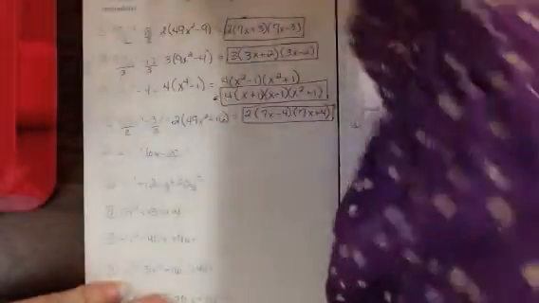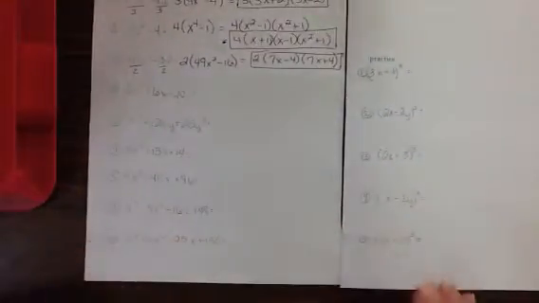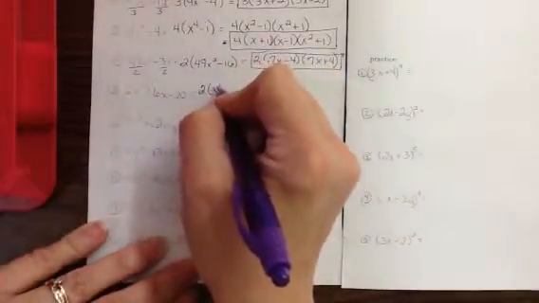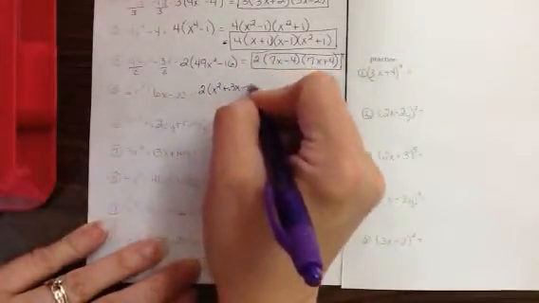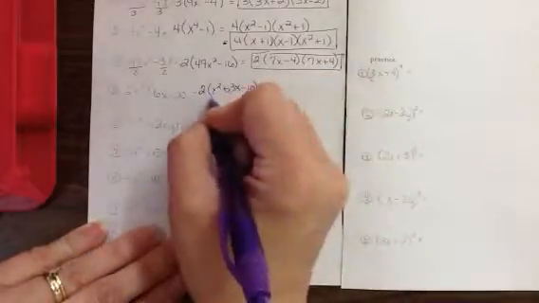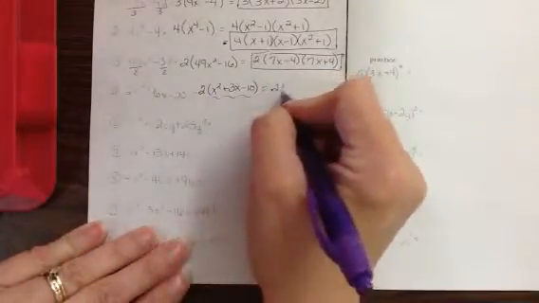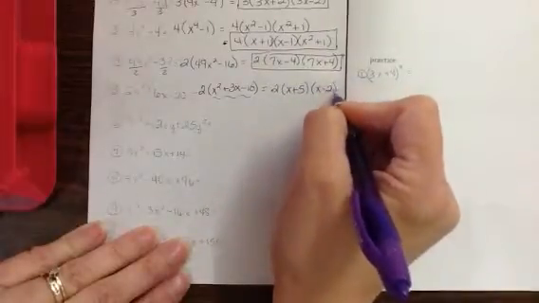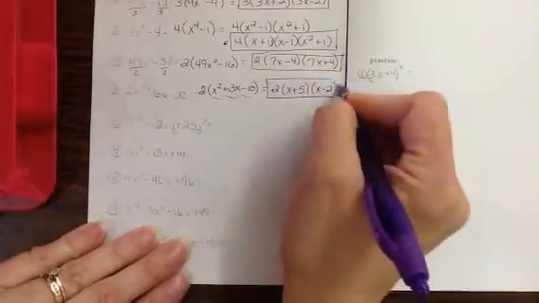Okay, and then we get into just some trinomials. If we factor out a 2, we are left with x squared plus 3x minus 10. That may be one of your choices, but this will factor again into x plus 5 times x minus 2. So that would be your final answer.